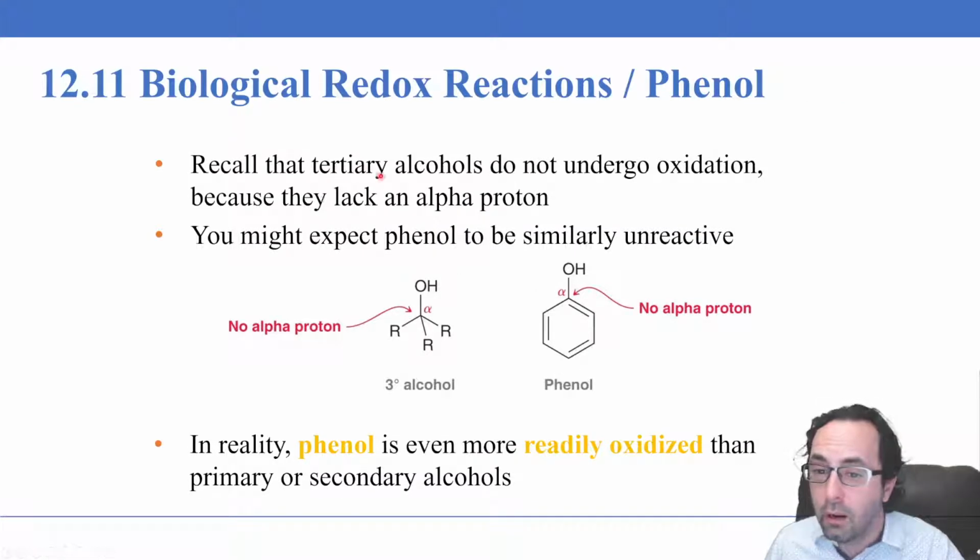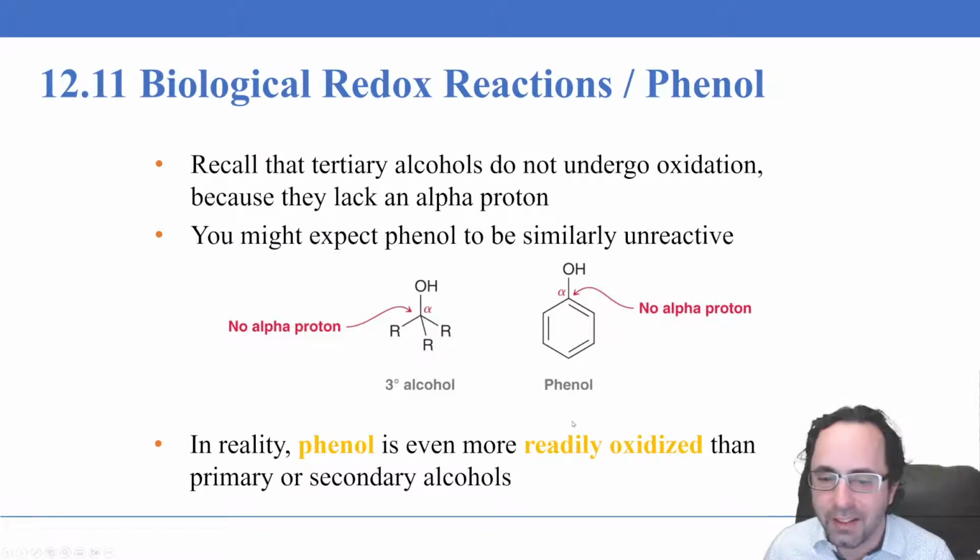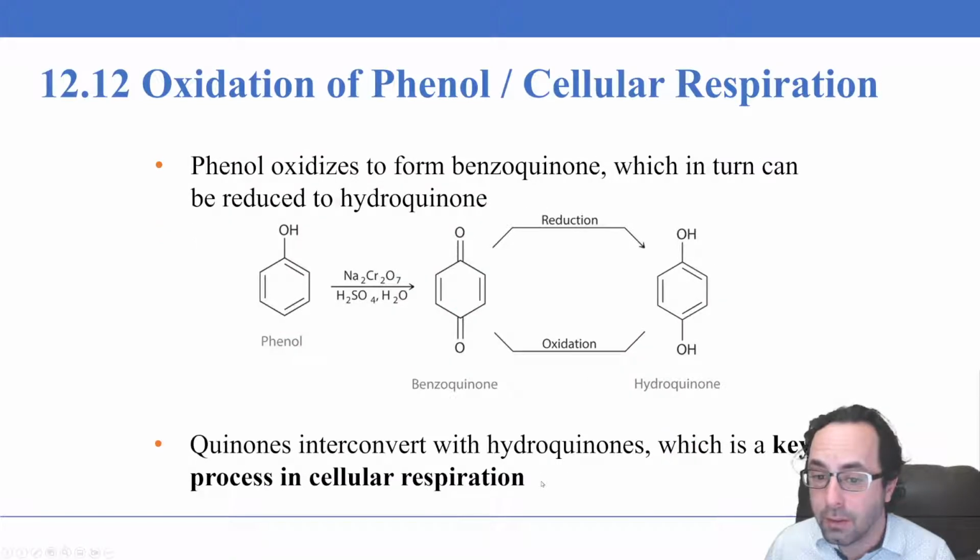Remember, tertiary alcohols don't undergo oxidation. Now you might think phenol is like a tertiary alcohol because, hey, there's no hydrogens here, right? There's no alpha proton, just like a tertiary alcohol. But as we talked about before, phenols are different than alcohols. They're not the same. In fact, phenols can be oxidized even more readily than primary or secondary alcohols.